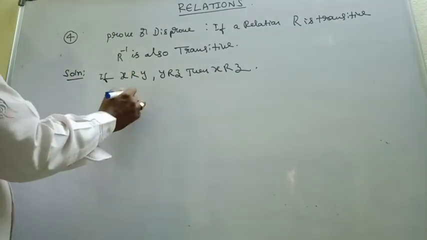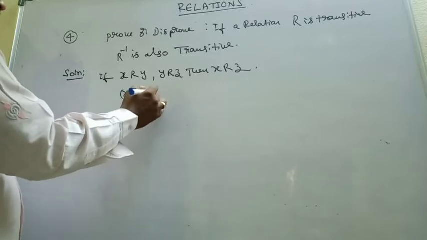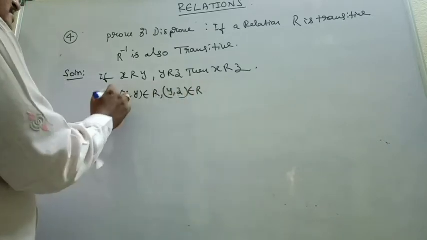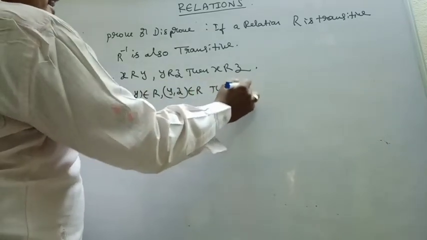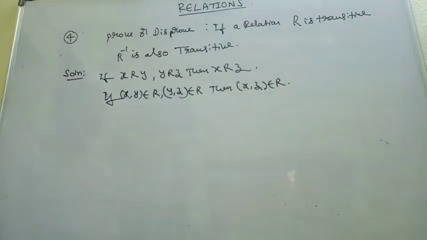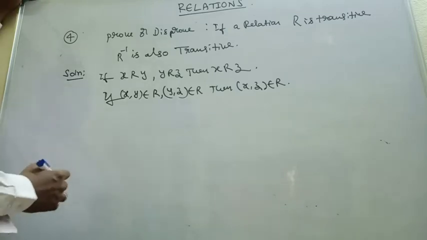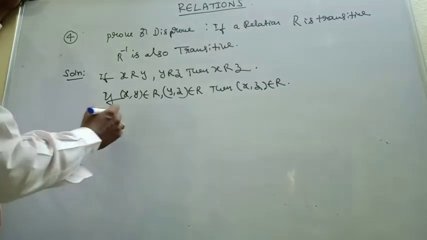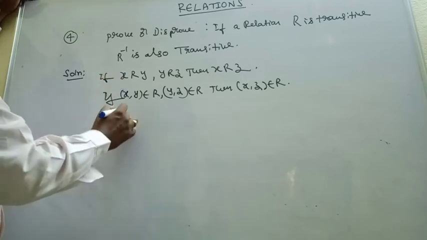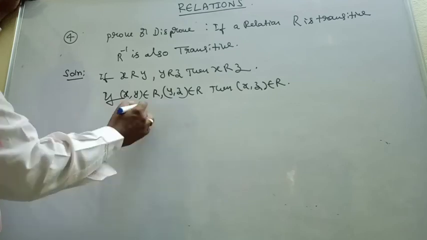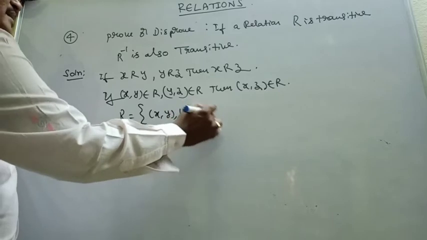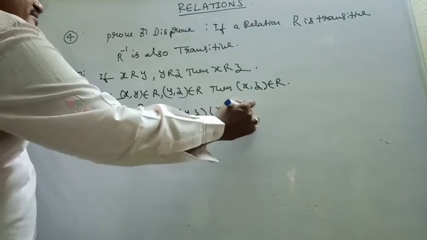That means x comma y belongs to R, and y comma z belongs to R, then x comma z belongs to R. This is what we have here. Transitive means this. Now R has all these elements. Prove, if R is transitive, that means you have x comma y, y comma z, and x comma z also. This is R now.